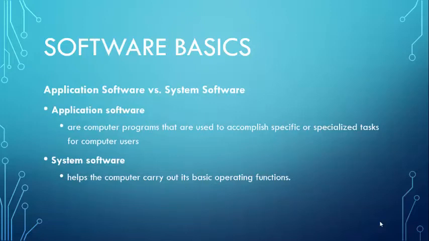Application software versus system software. Software is basically categorized into two: application software and system software. Application software are computer programs used to accomplish specific or specialized tasks for computer users, such as creating and editing documents, word processing, making graphic representations, or listening to MP3 or MP4 music. Examples of application software are word processors, spreadsheets, accounting programs, graphics software, and games.